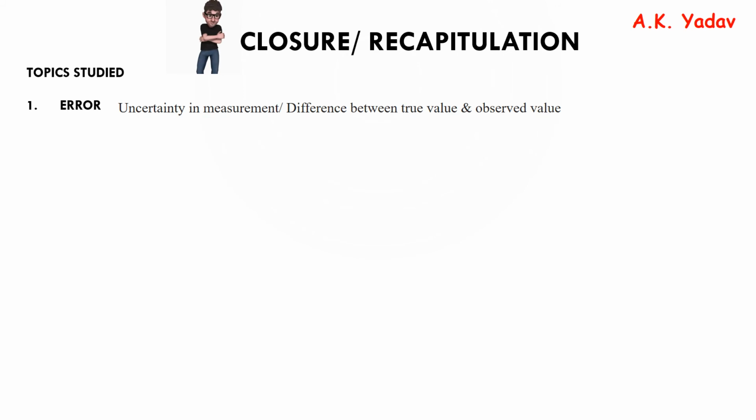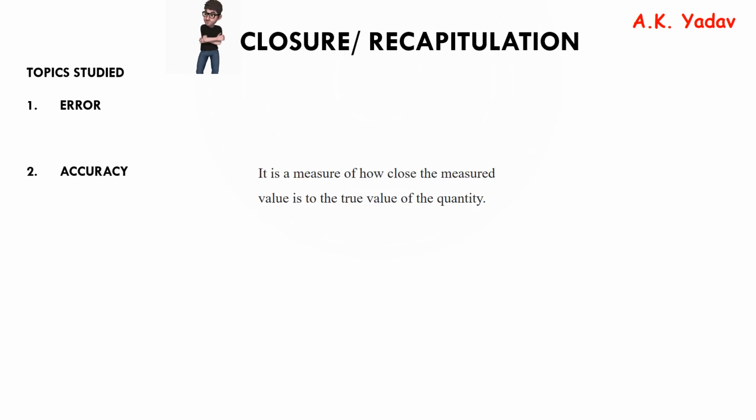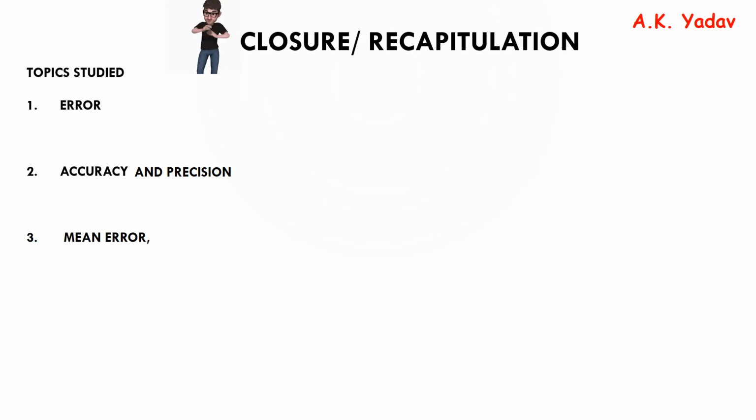So now I hope you have understood. So let's do the closure and revise what we studied. Topic studied: error. It is the uncertainty in measurement, or we can say the difference between true value and observed value. Then we studied the accuracy part. Accuracy is the measure of how close the measured value is to the true value. Then what is precision? It is a measure of the resolution of a measurement of the quantity.